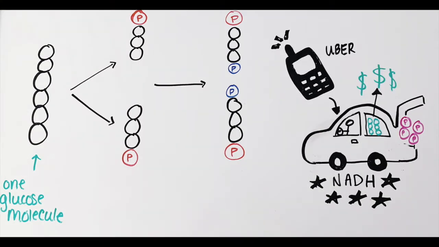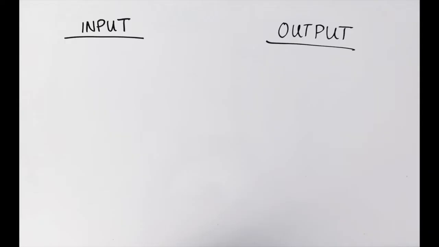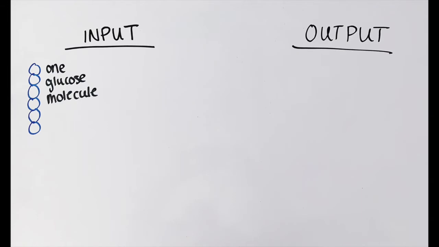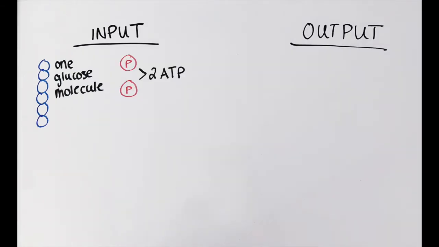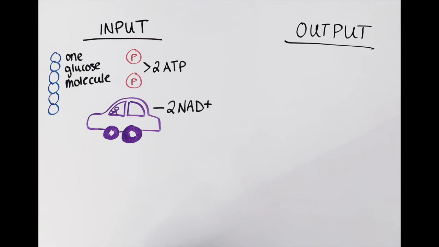They pay the drivers prior to heading to the airport, and when they pay for the trip, their luggage, the ADP, is converted back to ATP. So overall, we have 4 ATP, 4 bags, 2 luggage, 2 carry-on. However, we use 2 ATP at the beginning to produce 2 ATP, so overall, we created a net of 2 ATP.